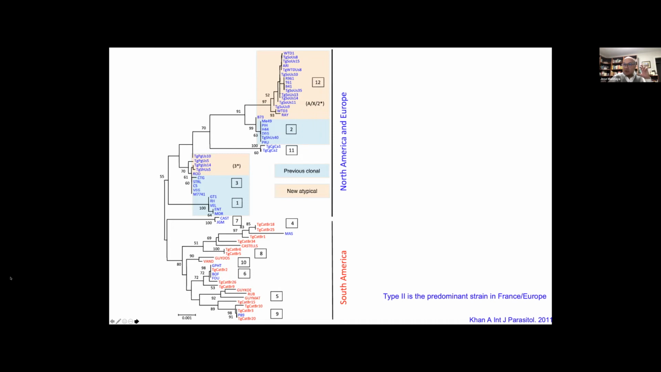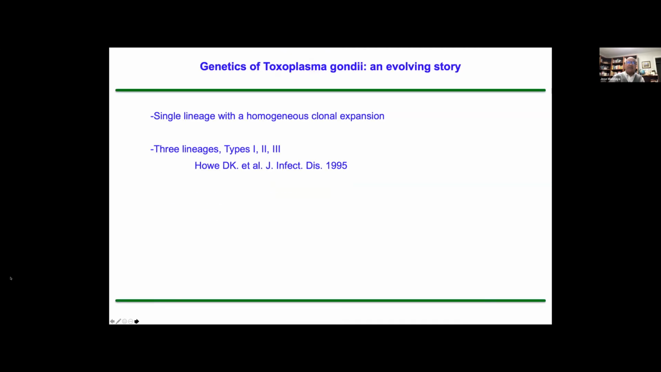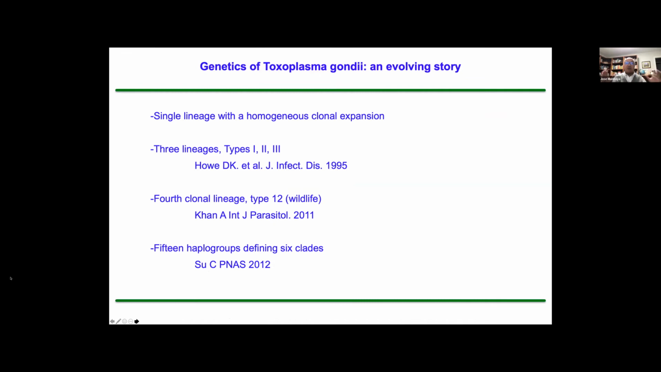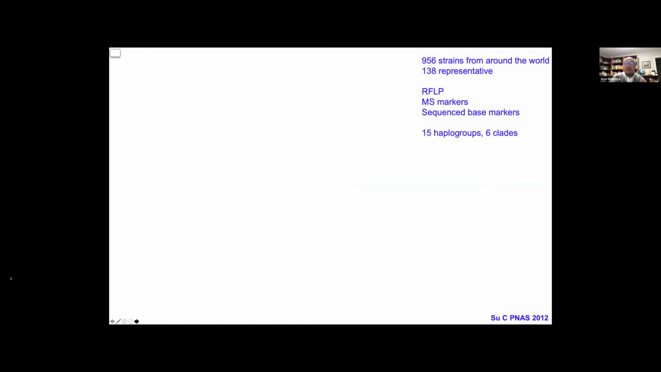And what was really found and continues to be found, despite that we are having a greater understanding of the greater diversity, is that the type 2 is really the predominant strain in France and Europe. Then something happens in 2012, just a year later, where Su and his group and Dubey and others find that there are actually 15 haplogroups defined in 6 clades. So 15 haplogroups is like a subgroup, and 6 clades is like a genetic group. And in this case, they used almost 1,000 strains. And out of the 1,000 strains, they found that there were 138 that were representative.